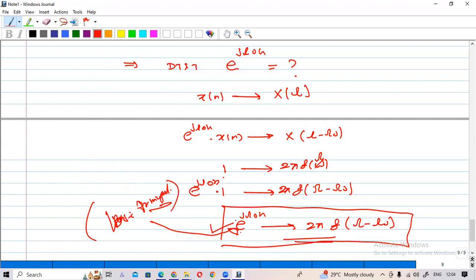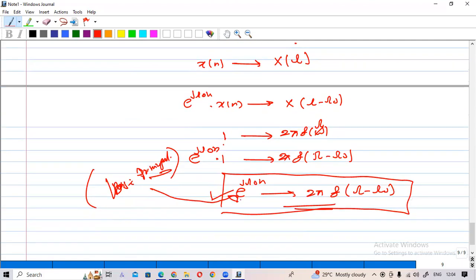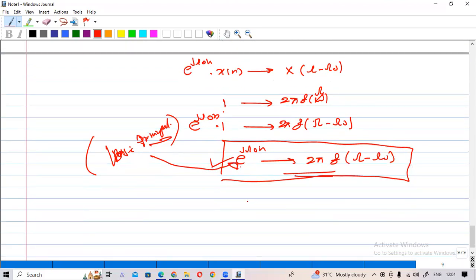So you have to use these properties and this data to evaluate the Fourier transform of this e to the power j omega naught n. Sometimes for some functions, we can't directly evaluate the discrete Fourier transform, or it will be very hard, so we have to use some properties. That is what I want to tell you. So this is the answer.